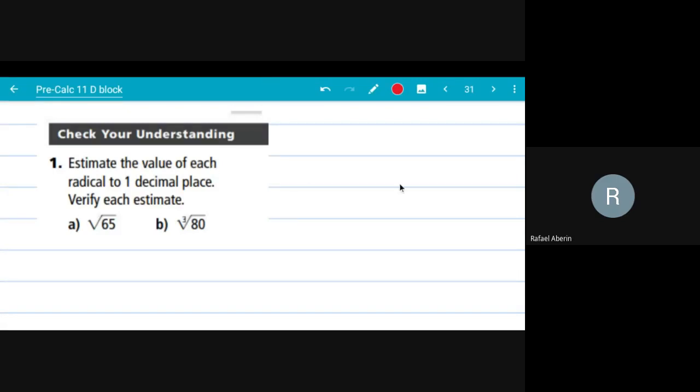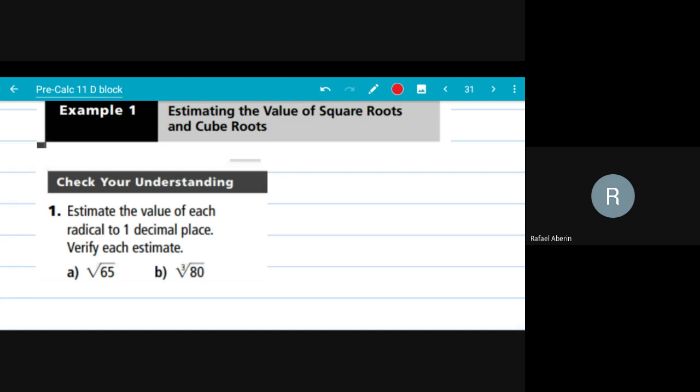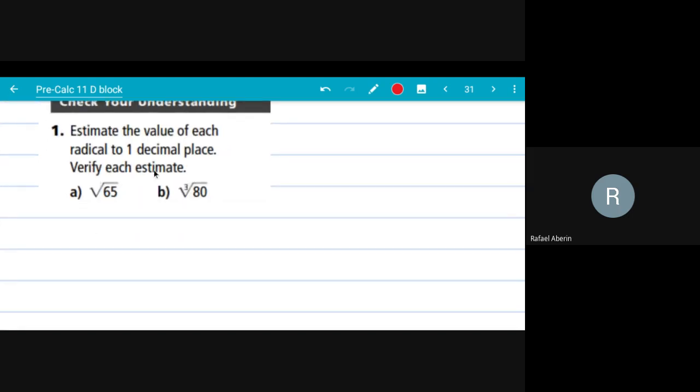This is check your understanding number 1, estimating the value of square roots and cube roots. So without a calculator, how do you figure out the square root? Well, let's start with this one.